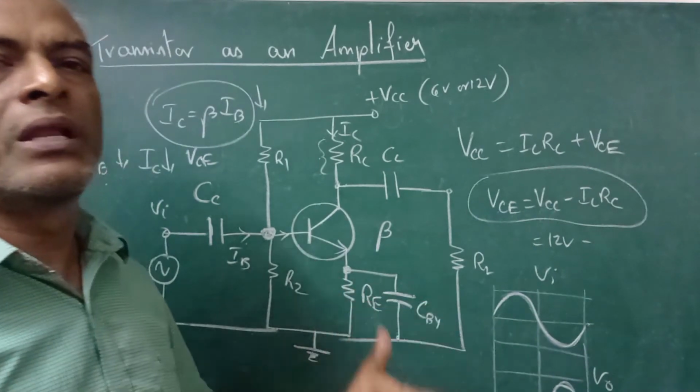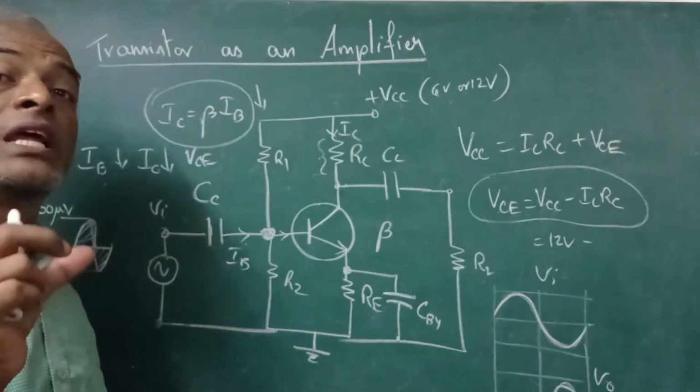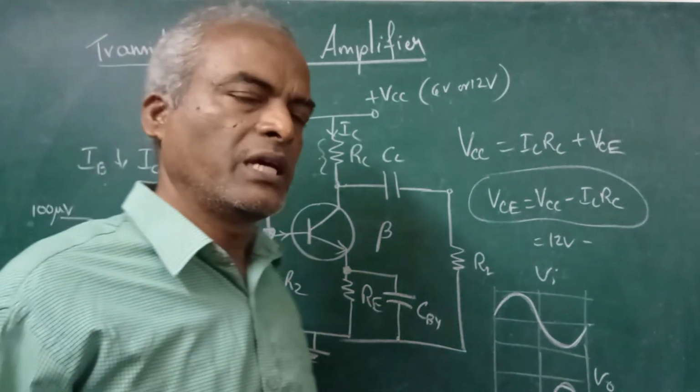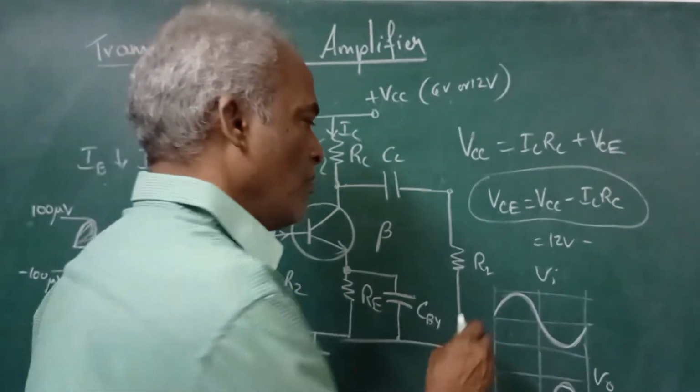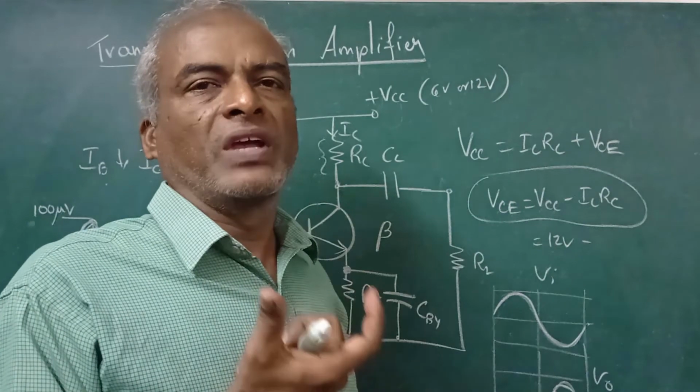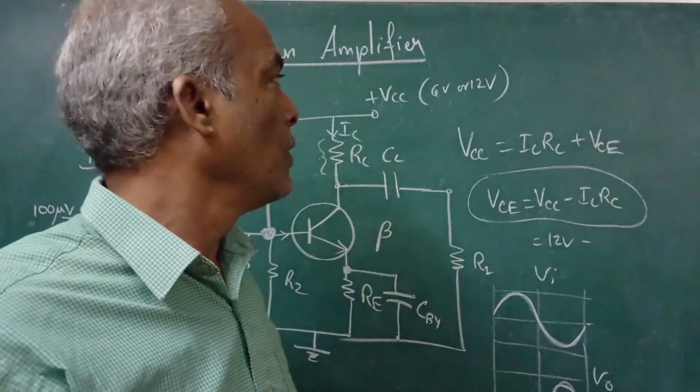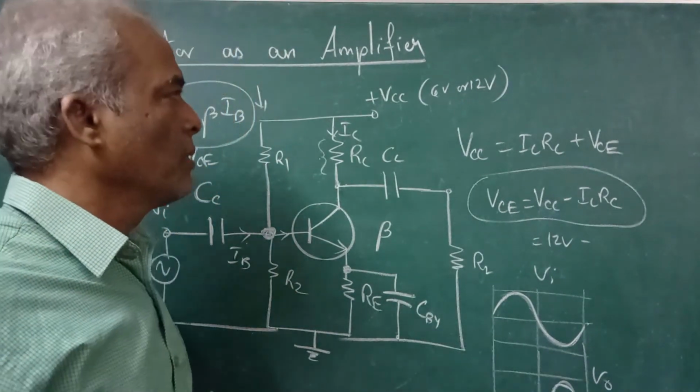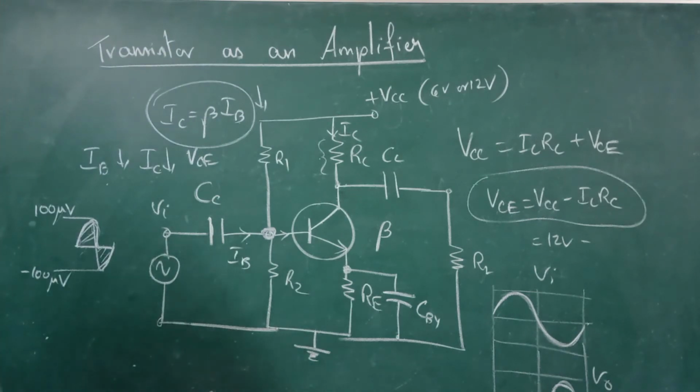That's why a common emitter amplifier introduces a 180 degree phase shift. What is 180 degree out of phase between input and output? When this goes positive, this goes negative. So there is a shift in phase angle which is 180 degrees. Okay. So that's all about the transistor as an amplifier.